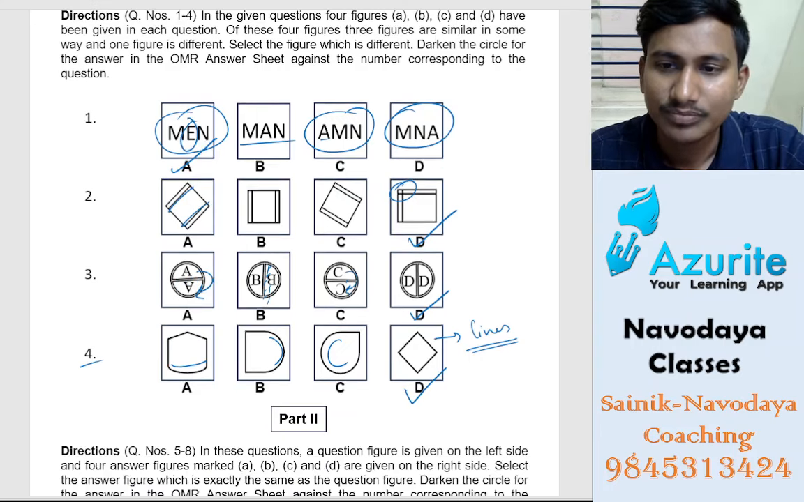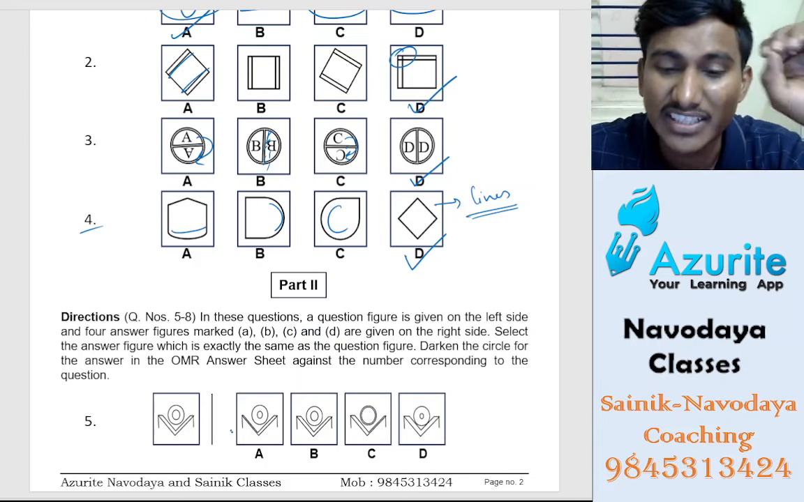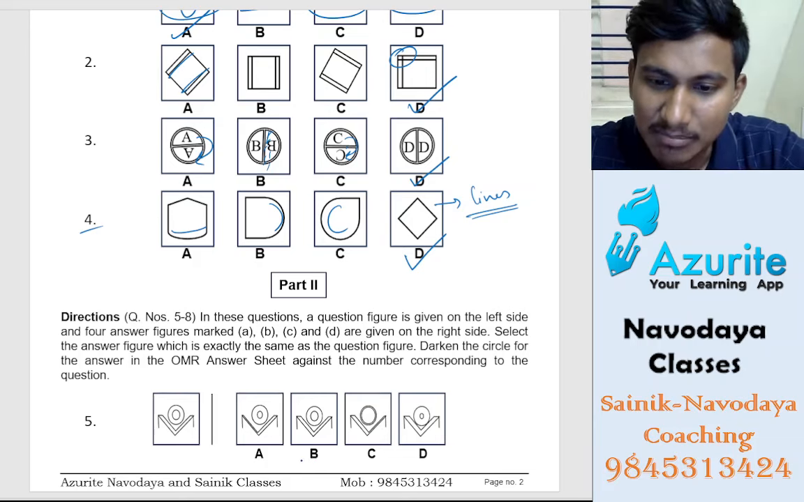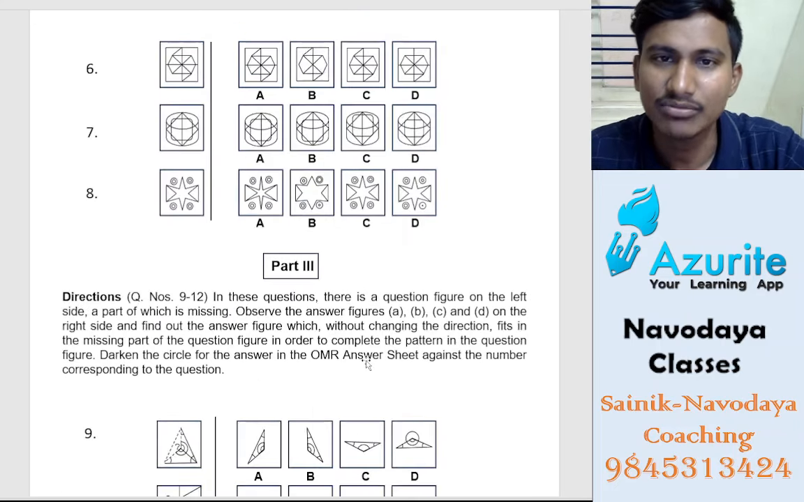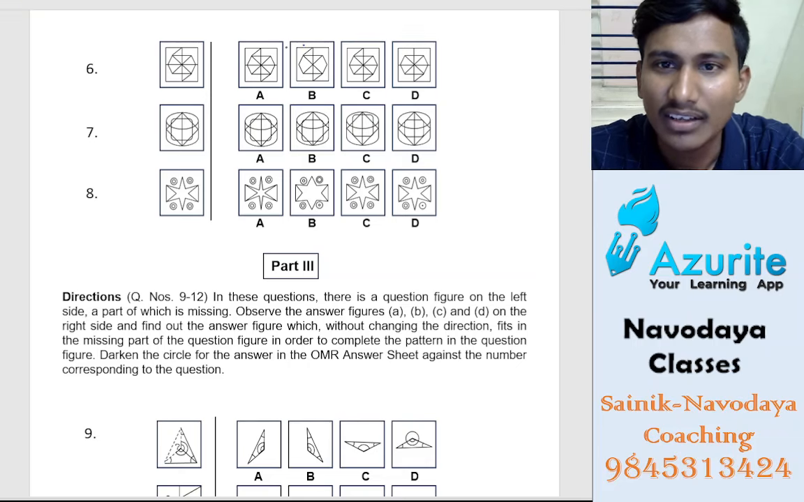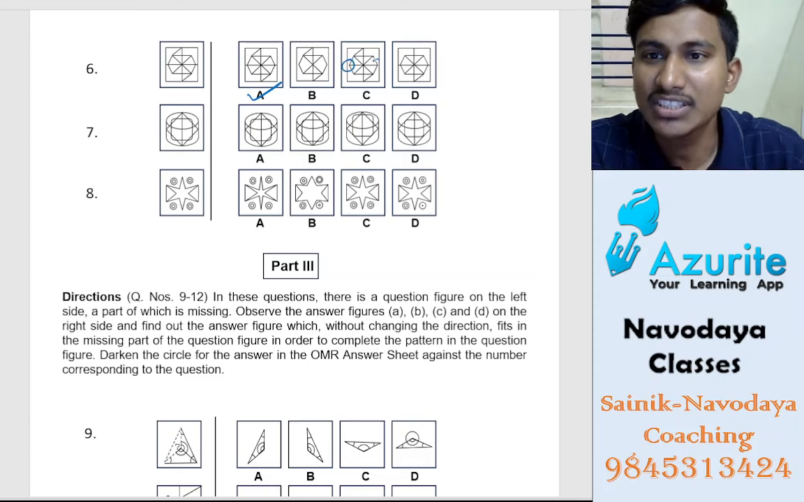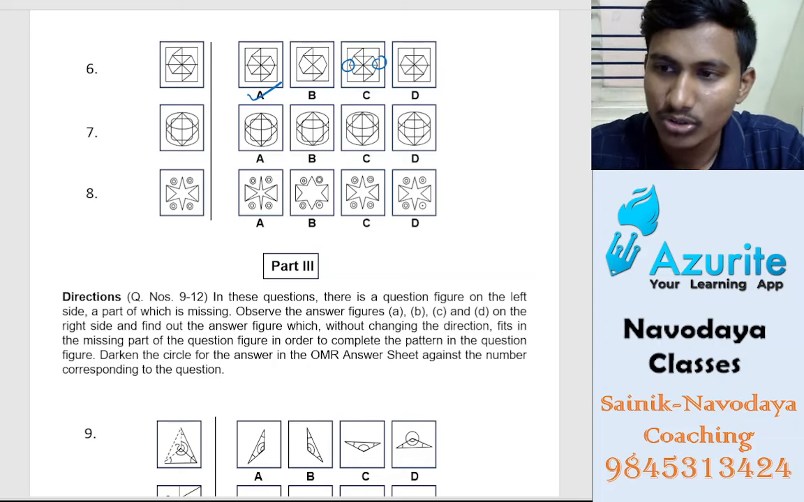So now let's go to the fifth one. What is the answer? We have to find the same figure. Which is the same figure? Option B is the same. Very good. So we will go next. Here sixth one, which is the same? Option A is the same. Don't be confused here with C. Option A.